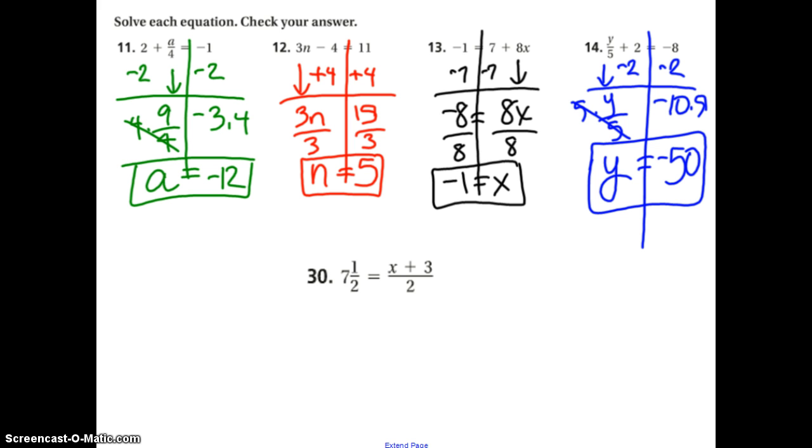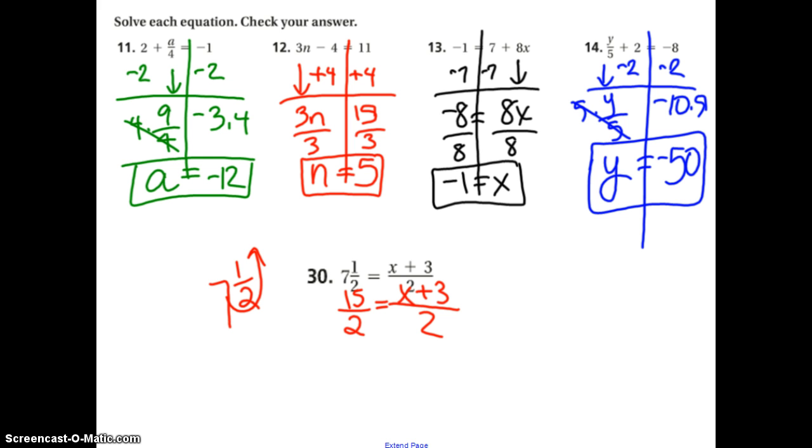Last one. Oh gosh, 7.5. What in the world am I going to do with that 7.5? It's not a big deal. You just make it into an improper fraction. So 7.5, if I j-hook that, 7 times 2 is 14, plus 1. 15 over 2. Now it's not so bad. Equals x plus 3 over 2.